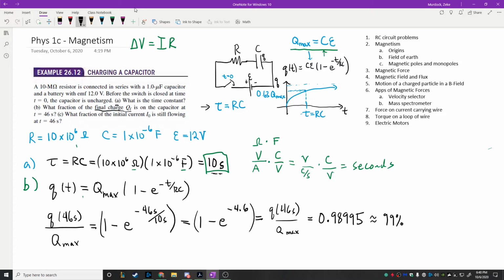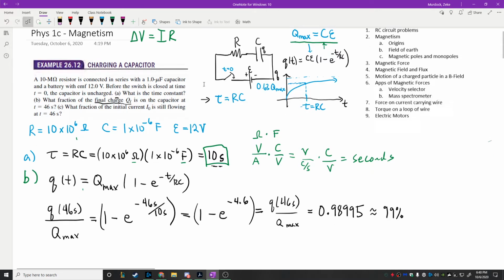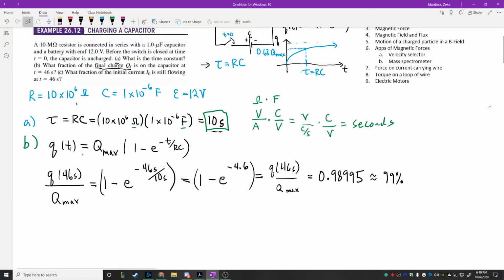This goes to show you that after about four and a half time constants, you're pretty much at full charge. And I believe we kind of saw this from the demo that we did last time. Any questions?